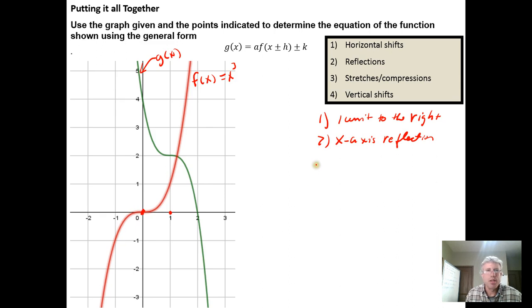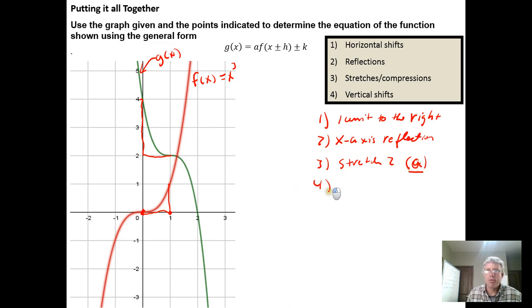And then do we have any stretches or compressions? Well, on the standard function you go over 1, up 1. It looks like here it's an over 1, up 2 kind of thing to get to the next point. So to me this looks like a stretch by a factor of 2. Again, if we were uncertain, we could just put A here and use an ordered pair to figure A out.